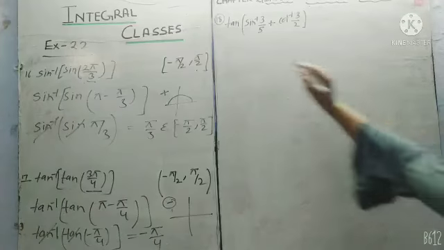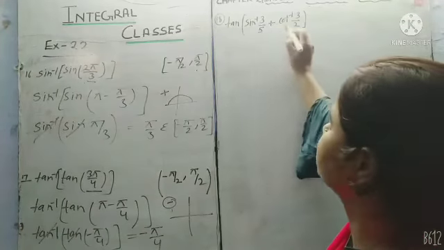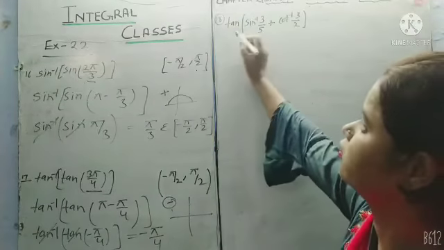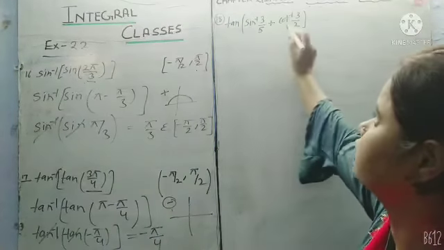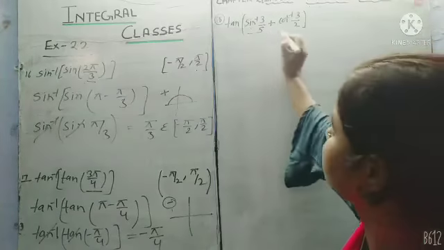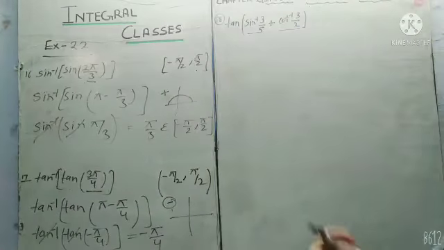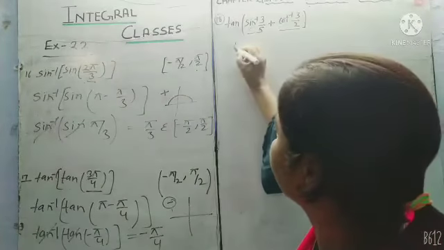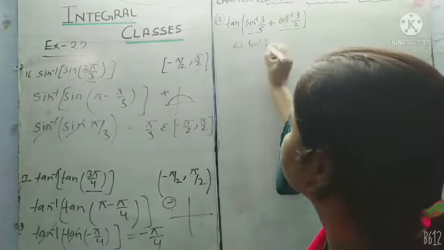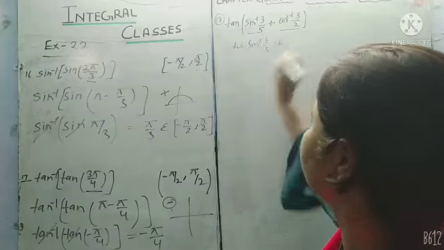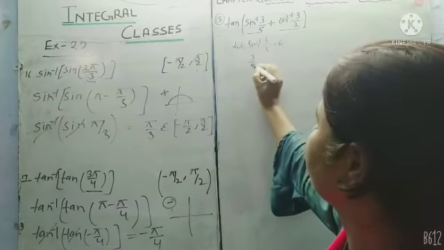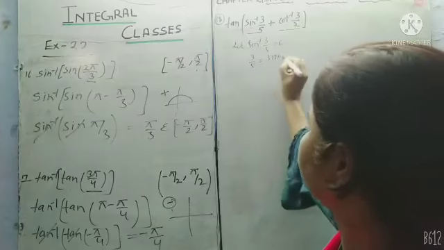Question number 18: tan of (sin inverse 3 by 5 plus cot inverse 3 by 2). As we observe here, outside the bracket is tan, and inside are sin inverse and cot inverse. So student, first we will change these two into tan. So how can we change them? Let's see. First we let sin inverse 3 by 5 equal to theta. Then 3 by 5 equals sin theta.